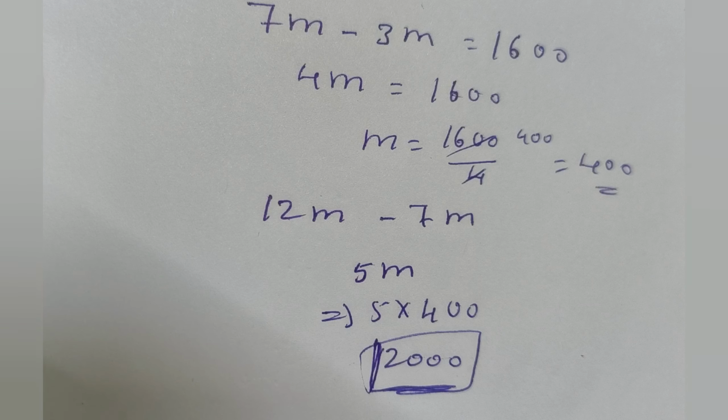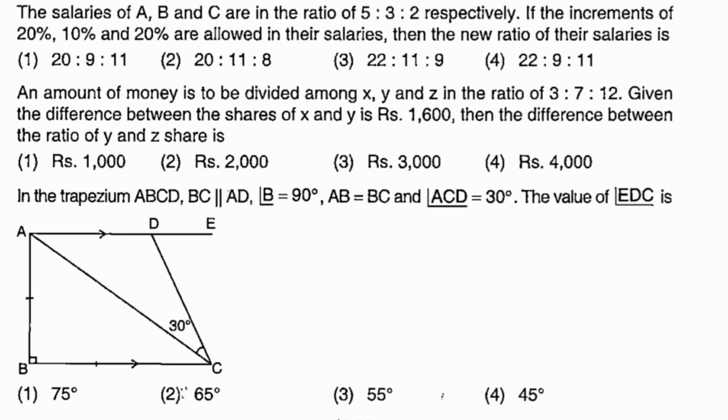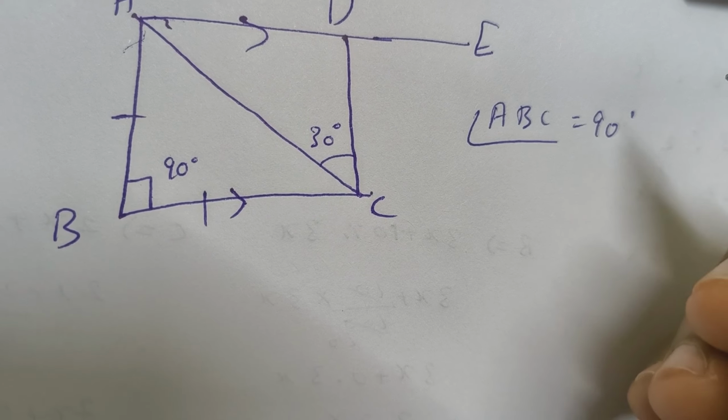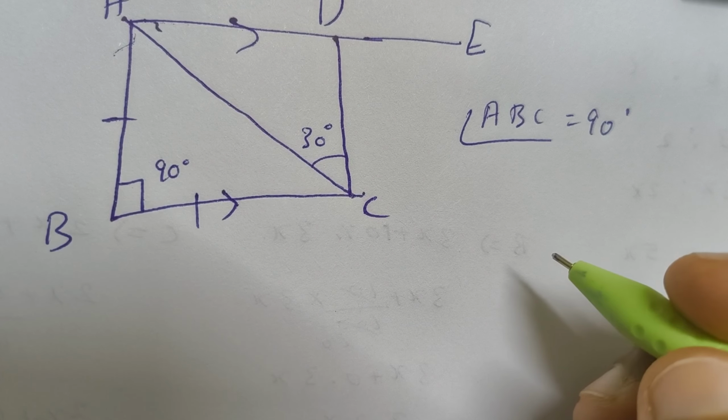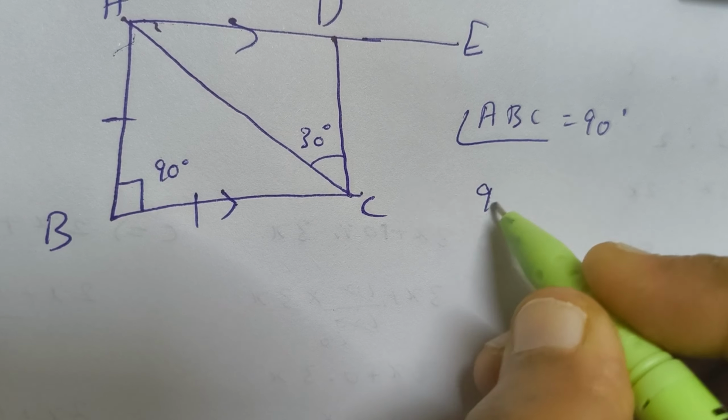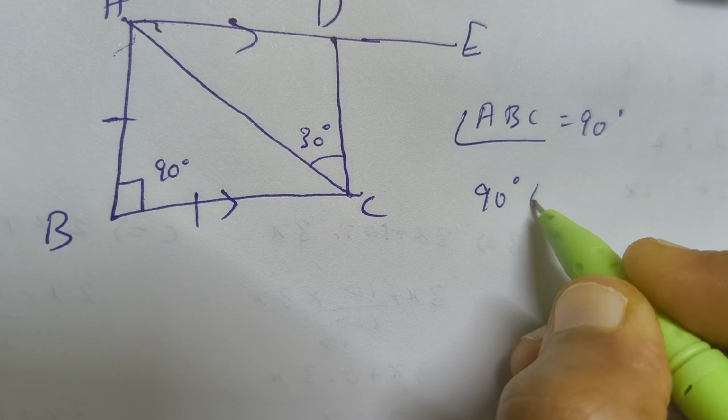Third one. In the trapezium ABCD, BC is parallel to AD. Angle B is 90 degree. AB is equal to BC and angle ACD is 30 degree. Find the value of angle EDC. So we have to find the angle EDC. So here given angle B is 90 degree. So AB is perpendicular to BC. AB is equal to BC.